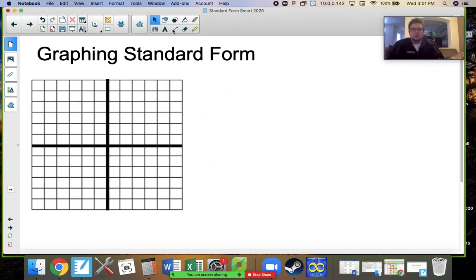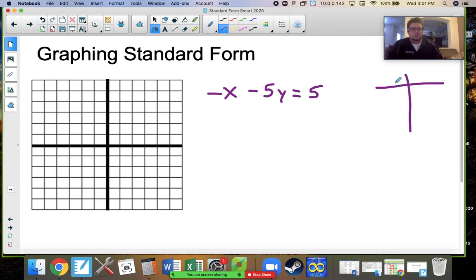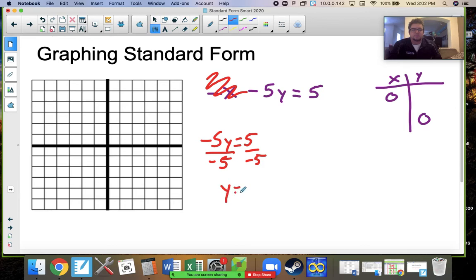Let's practice another one. Let's throw some more negatives in there. Let's go -x minus 5y. Oh man, got a catch there. Is equal to 5. All right, so I'm going to plug 0 in again. 0 for x causes this to go away. So I have -5y equals 5. We divide both sides by that -5. So y is -1.